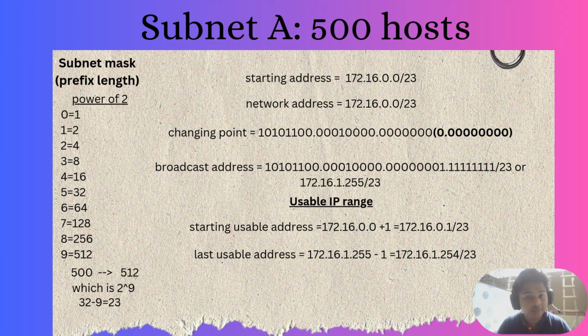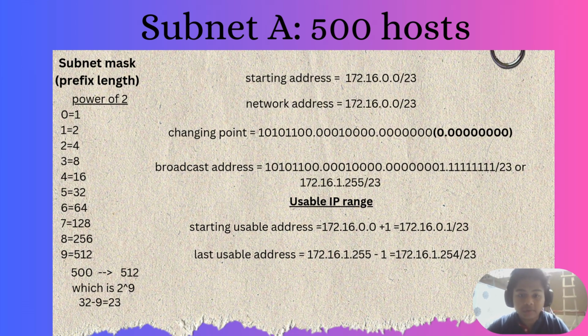Subnetting calculations. Subnet A, 500 hosts. First, we need to determine the subnet mask prefix length. The number of hosts required is 500. First, we need to find the nearest power of 2 that can accommodate at least 500 hosts. As you can see, I already listed it on my left side.